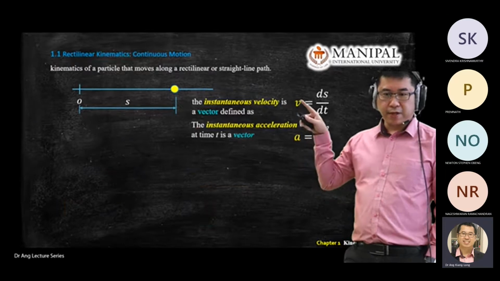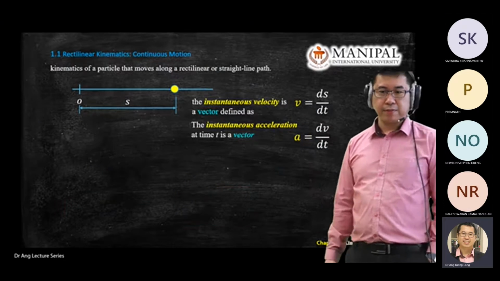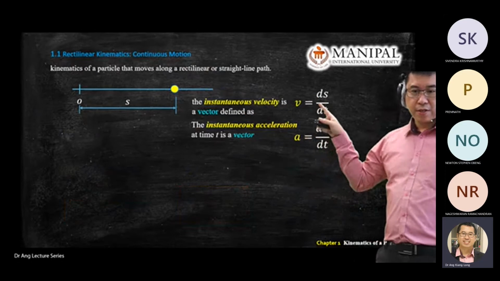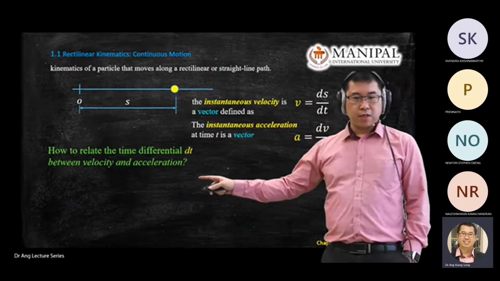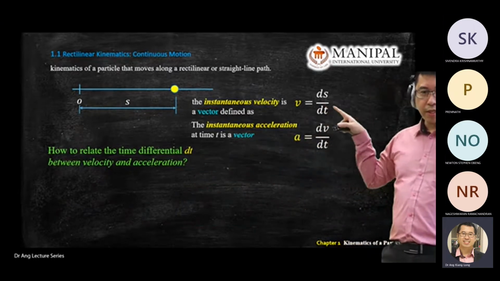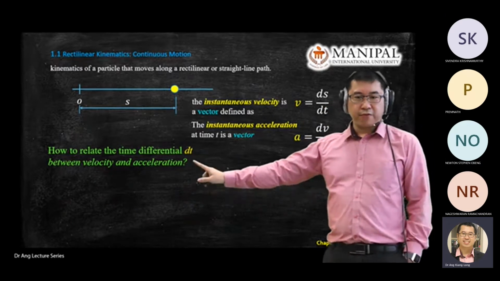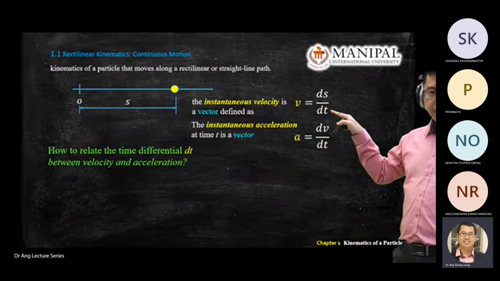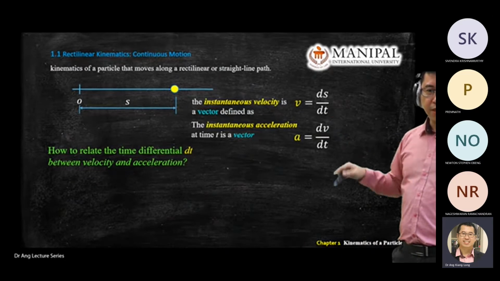We covered the equations for velocity and acceleration. If you see d, it means instantaneous. So ds and dv. Can you relate these two quantities, or these two vectors, with delta t? How do you relate velocity and acceleration in terms of t?